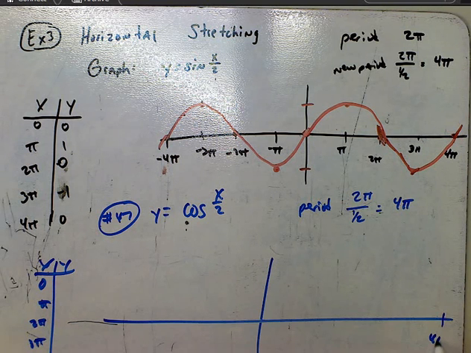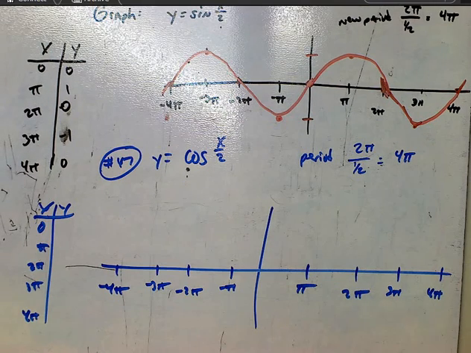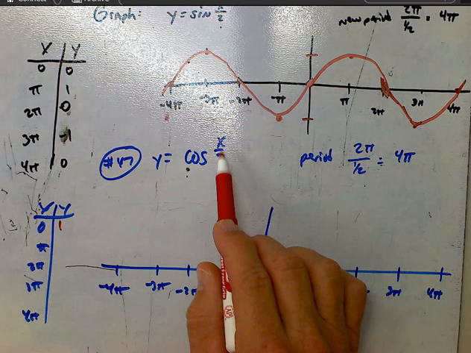Set up the grid here, and negative in this direction. So set up the chart. The cosine order, usually cosine of 0 is 1. The cosine of pi will still be cosine of pi over 2. That's going to be 0.